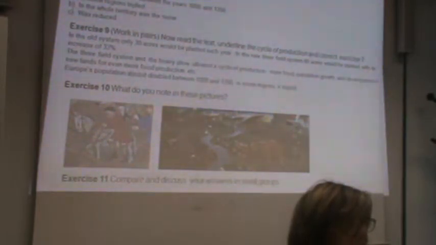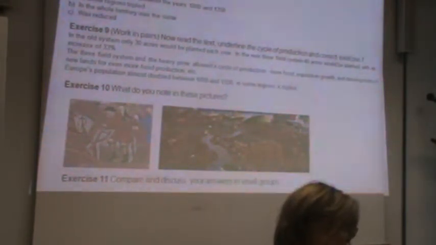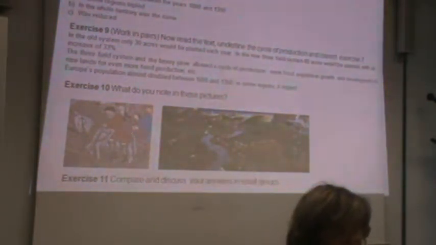Exercise 9, work in pairs. Now read the text, underline the cycle of production and correct exercise 7. In exercise 10 they have to notice the pictures and compare and note some differences. In the first version of the exercise I wrote, what differences do you note in these pictures, and I changed it because maybe they can note some other thing, not only differences, so they are free to write what they want.